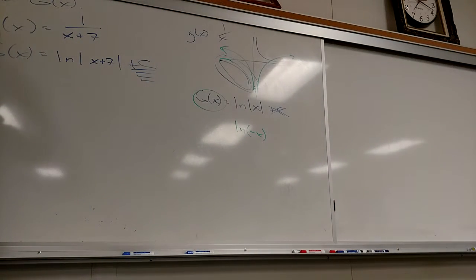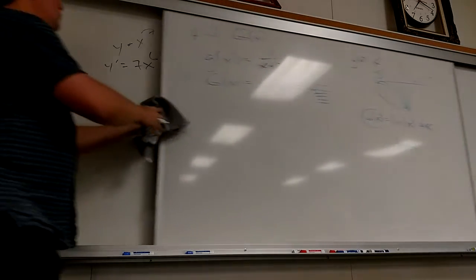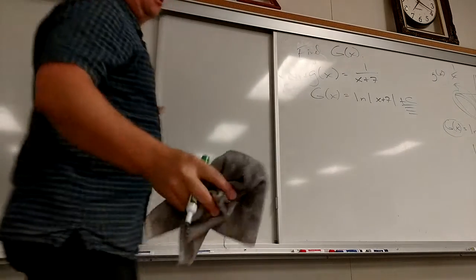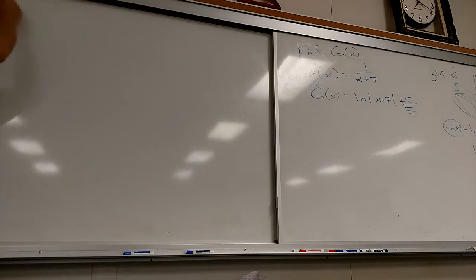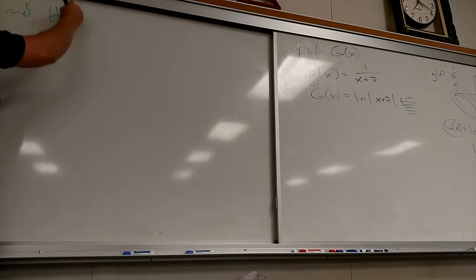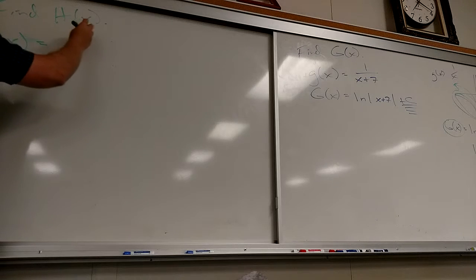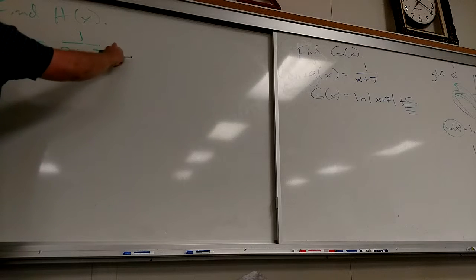All right, so let me do a problem that's got a little twist on this. All right, fine, let's do big H of x. Why not? So h of x equals 1 over 2x plus 3.